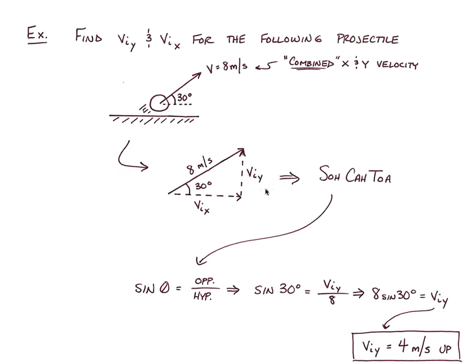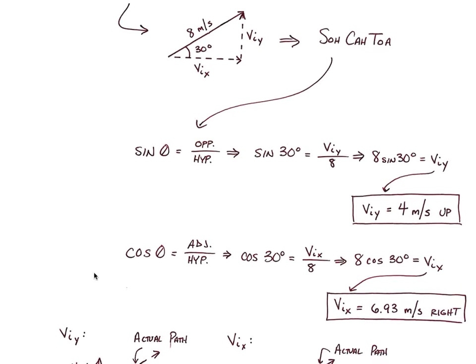So hopefully you can see here that it's the identical process to what we've done previously, except you're given the angle, so you usually won't have to find that, and you just use your angle and your hypotenuse to figure out what those vertical and horizontal components are.